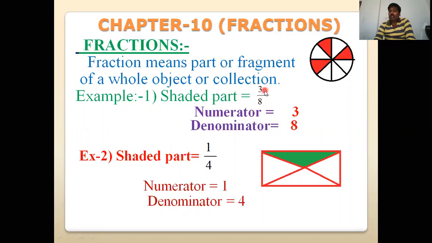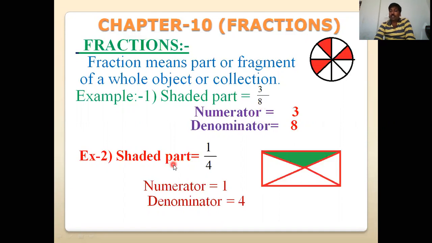First we count the number of shaded parts, 1, 2 and 3, then write it here. And now here is the total number of parts. How many parts are there? 8, right, under this 3. In this way we write the fraction, and the part above the line is called the numerator, and the part below this line is called the denominator.